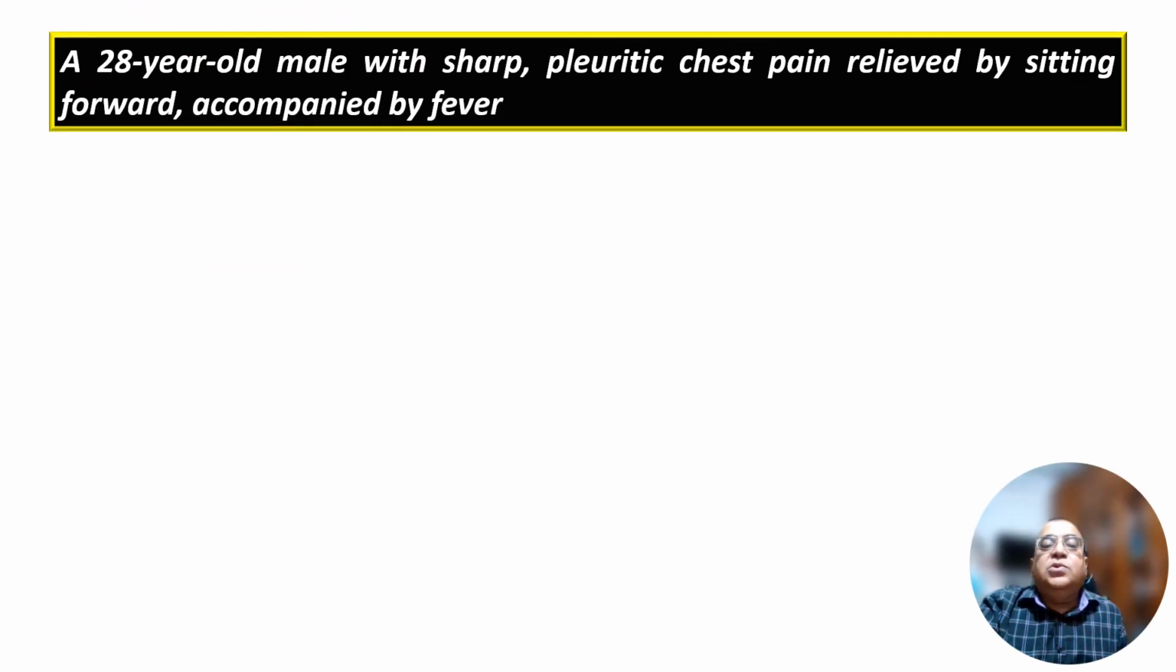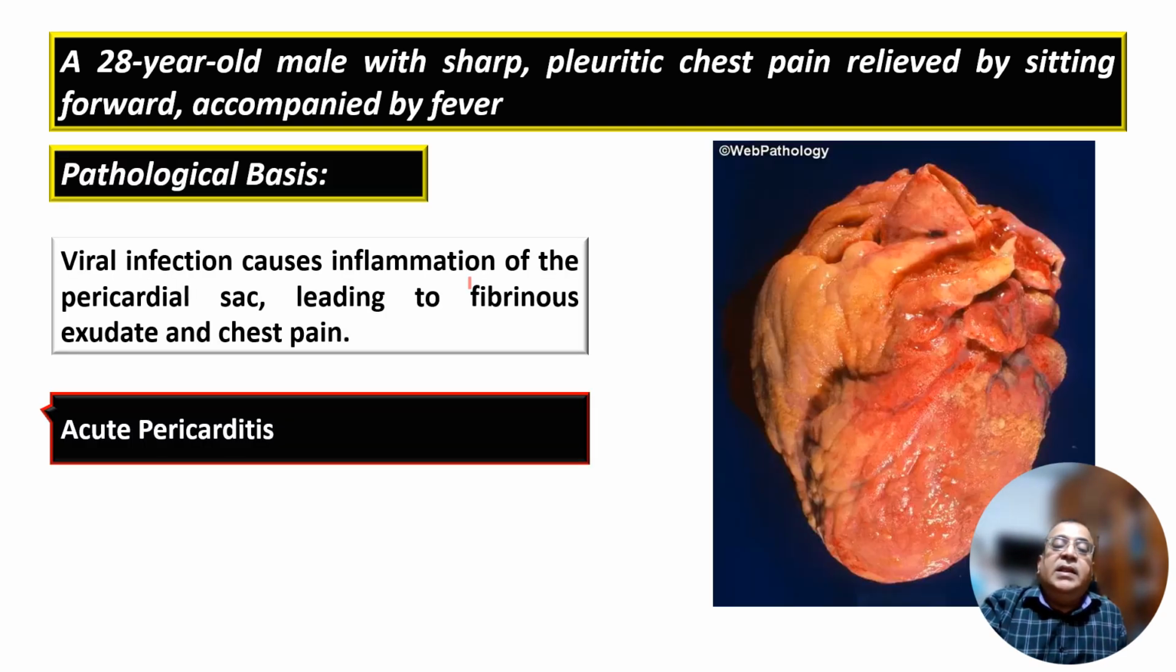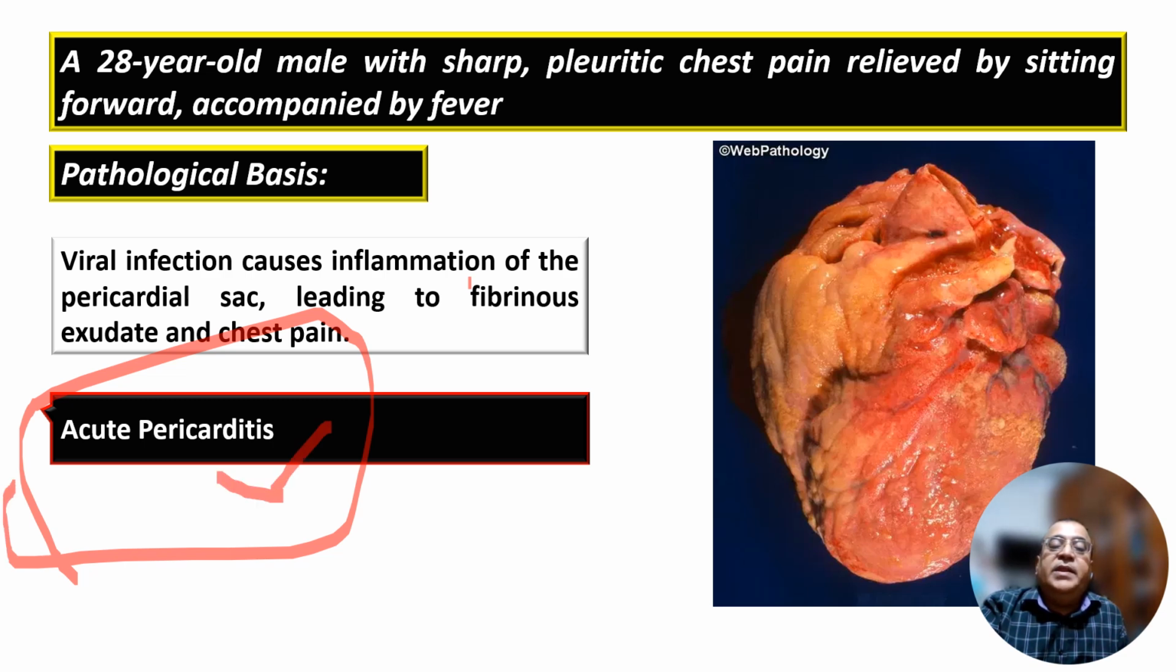A 28 years old male present with sharp pleuritic chest pain that is relieved by sitting forward, and this is accompanied by fever, and the condition is acute pericarditis, the acute inflammation of the pericardium that is usually result of viral infection that causes inflammation of the pericardial sacs and lead to fibrinous exudate and chest pain. So here there is presence of exudate, and the outer surface of this tissue is reddish.